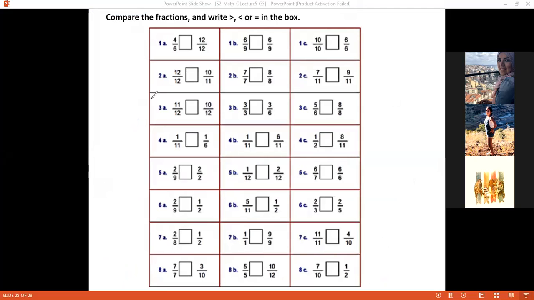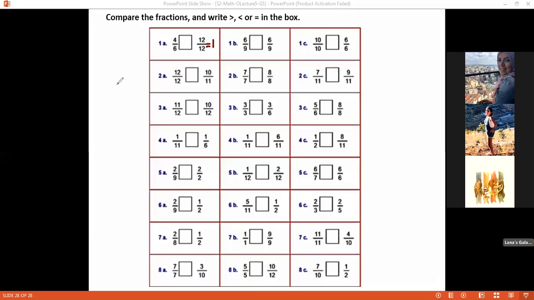Yalla, Malak. We have 4 over 6 and 12 over 12. What do you think? Which fraction is bigger? 12 over 12. Excellent. Why? Because actually 12 over 12 is equal to what? Equal to 1.